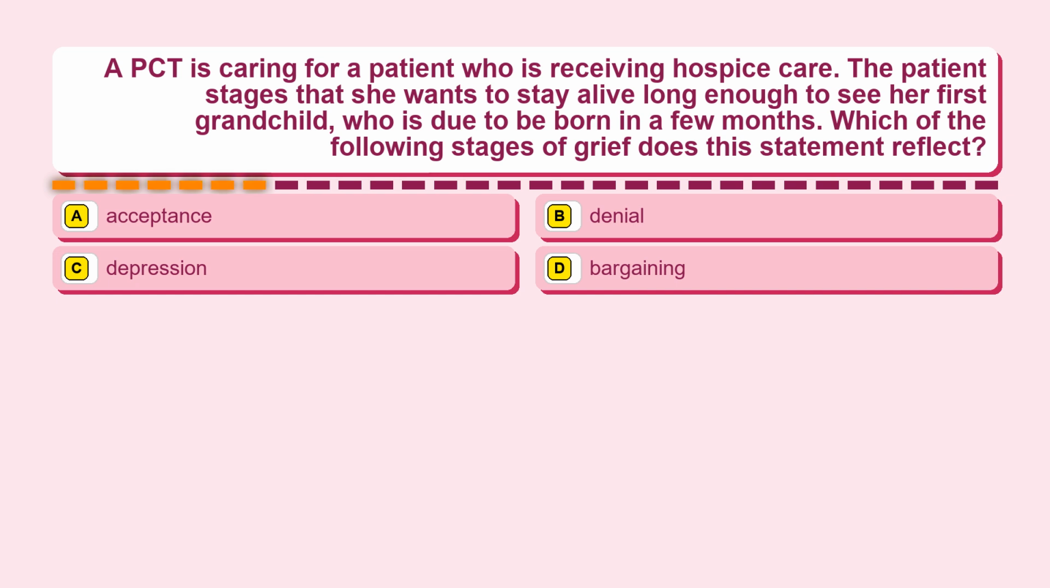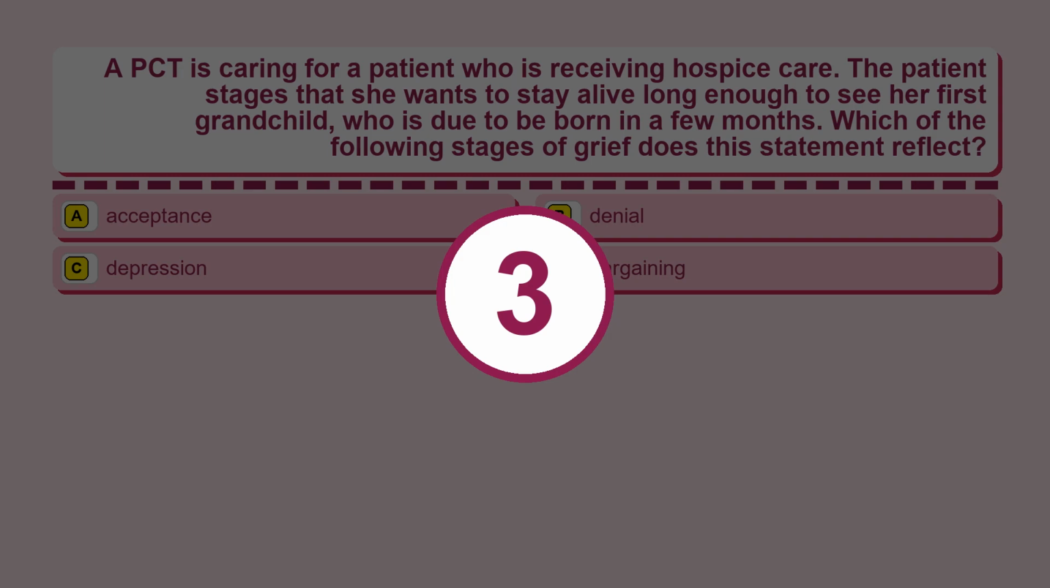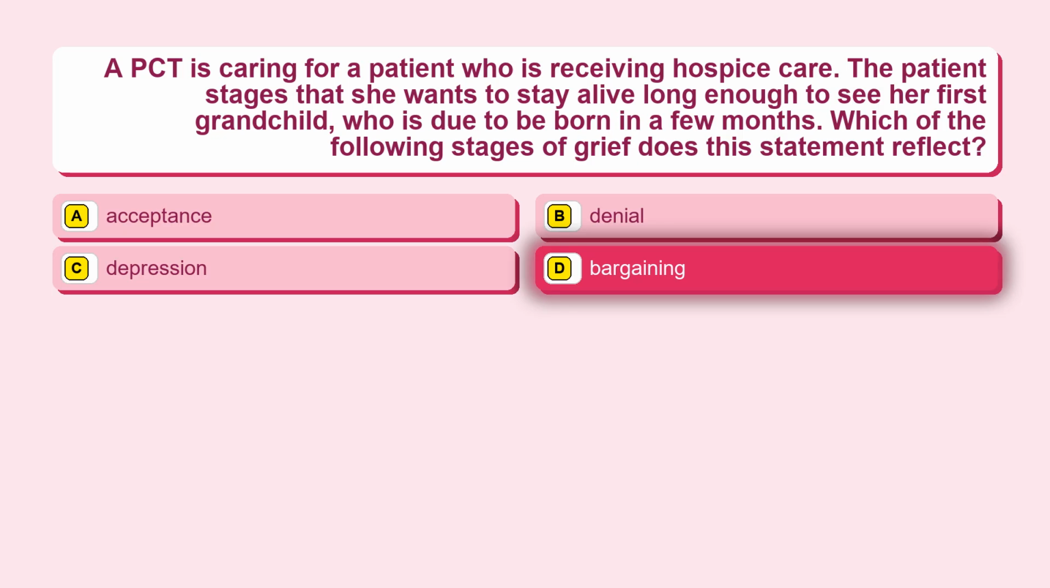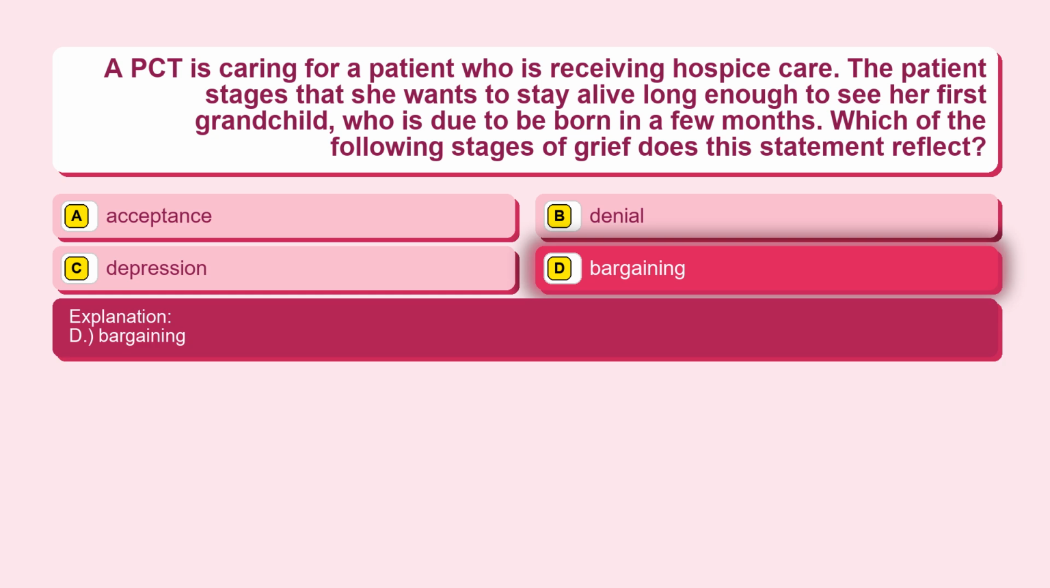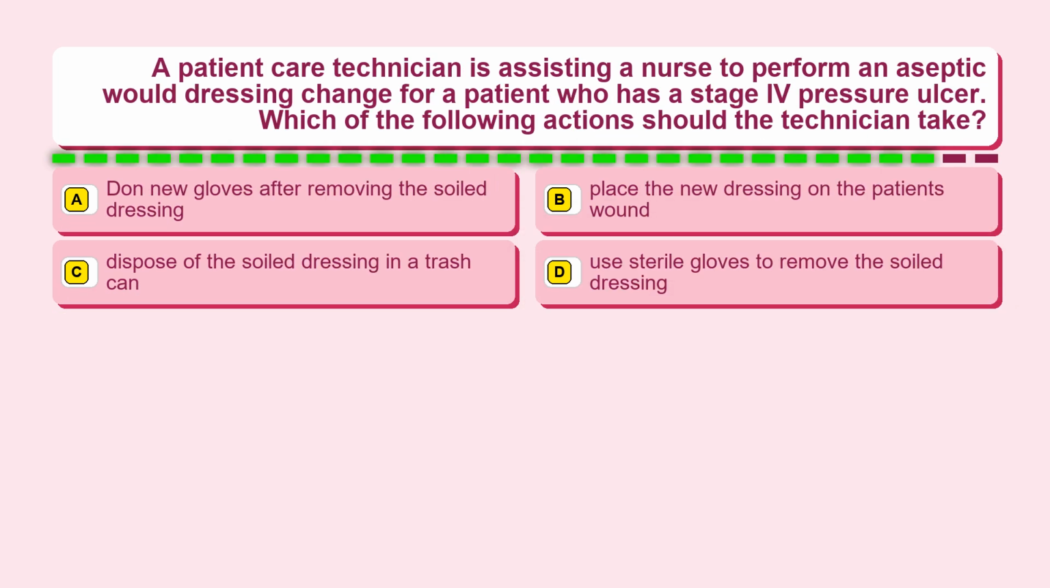Option A, acceptance. Option B, denial. Option C, depression. Option D, bargaining. The correct answer is option D, bargaining. Question 25. A patient care technician is assisting a nurse to perform an aseptic wound dressing change for a patient who has a stage 4 pressure ulcer. Which of the following actions should the technician take?